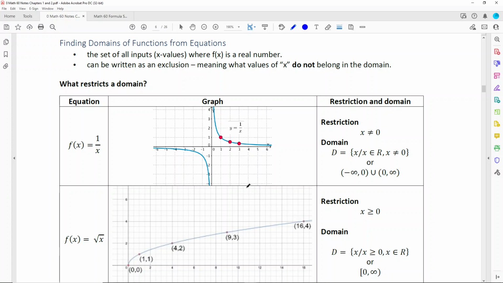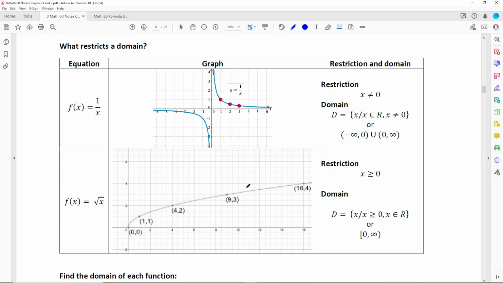So we started this lesson with finding the domain and range from graphs. Now what we're going to look at is what does it mean to find the domain of a function from an equation? So what we're looking for are the possible values for x, or what can x not be? I want to make a big deal about the fact that really there's only two things that can restrict a domain at this point for us.